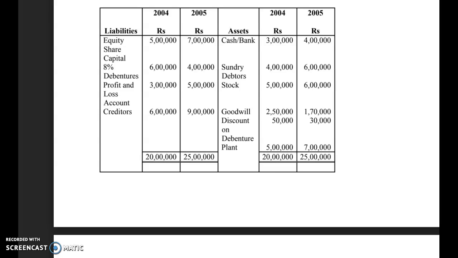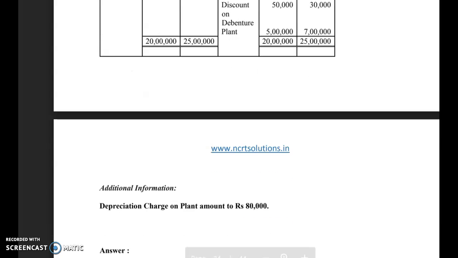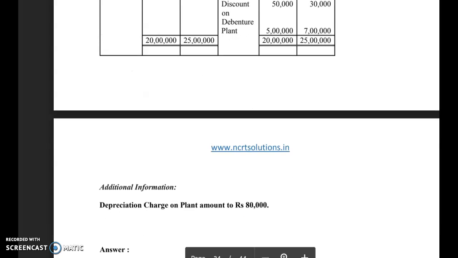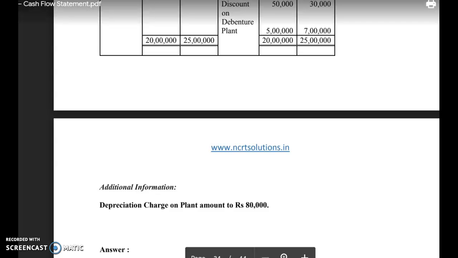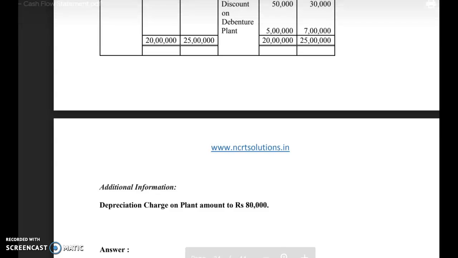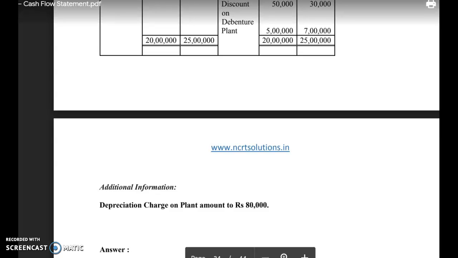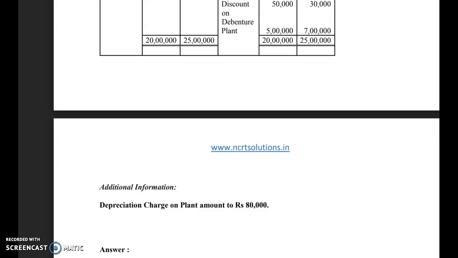We have to see here the value of the plant. Last year it was 5 lakh. At the end of this year it is 7 lakh. But most important thing, during the year we had charged the depreciation of 80,000. See, the book value was 5 lakh at the beginning of the year. Depreciation charge 80,000. So closing value of this asset must be 4,20,000. But actually it is 7 lakh. So the difference is the addition or purchase in the value of fixed asset.